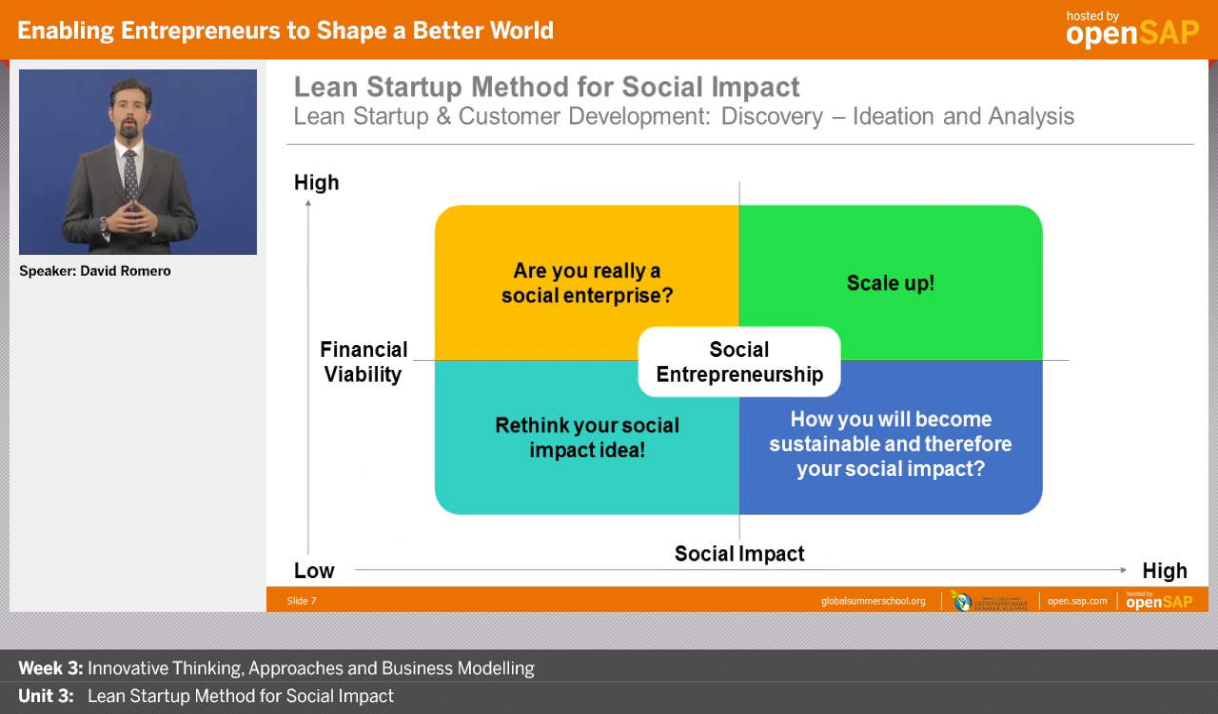In this graphic for ideation and analysis of social entrepreneurship, we have 4 options to help you to think about your social innovation idea. The first one is when we have financial viability but low social impact. And then you have to ask yourself, are you really building a social enterprise? Then we have the case when we have low financial viability and low social impact. So again, it's time to rethink your social innovation idea.